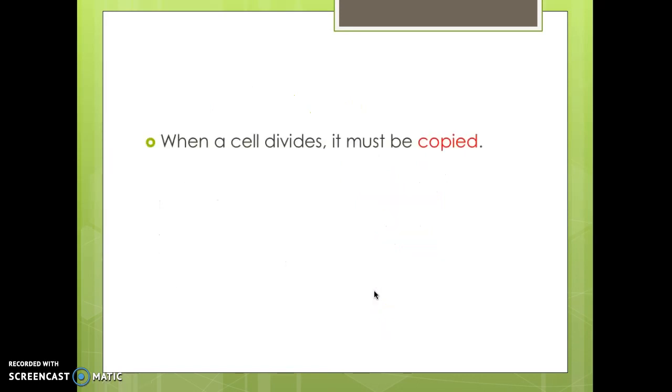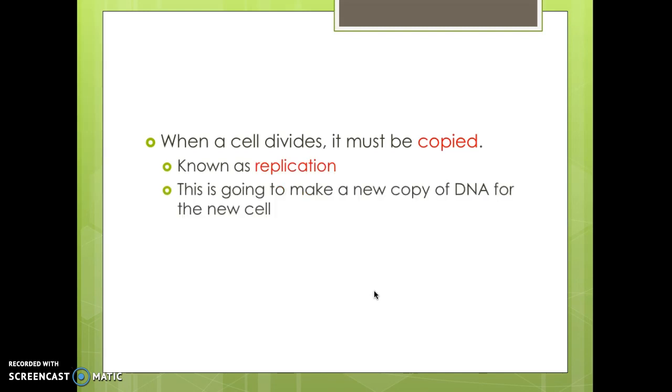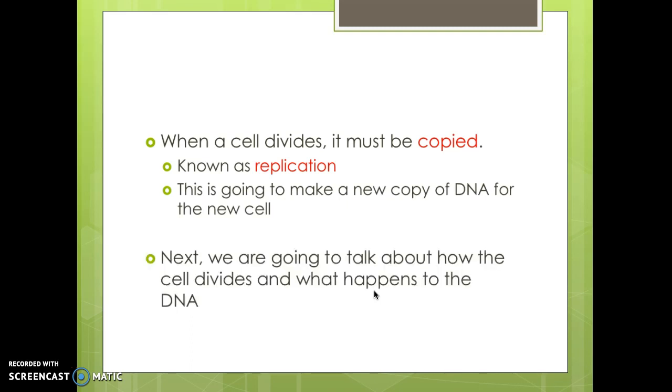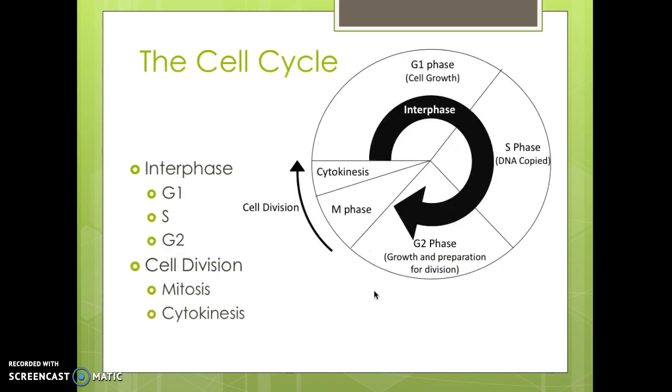So when the cell divides, the DNA must be copied. Think about a baby. We want our baby to have a brain. We want them to have lungs. We want them to have a heart. So everything in that baby that needs it to survive, you need to copy that, Mom, when you're pregnant. This is known as replication. So in order for your cell to divide, you're going to make a new copy of DNA for that new cell. So when the cell divides, you're going to make this new DNA through DNA replication, and then the rest of the cell is going to follow along in something called mitosis.